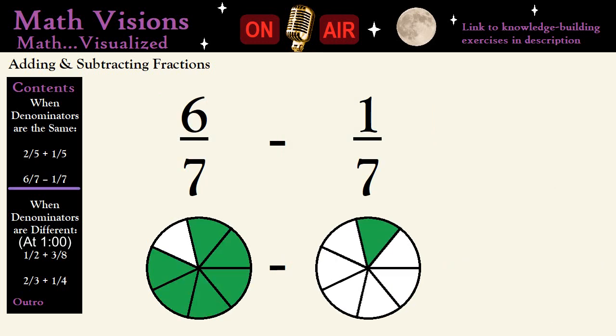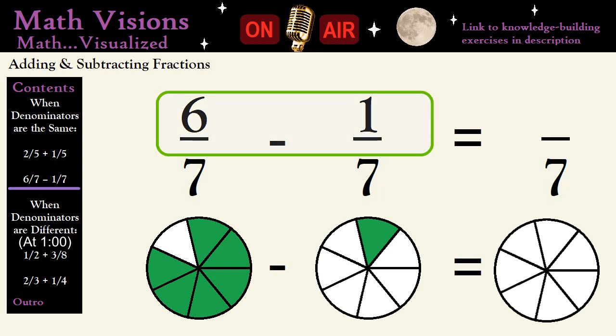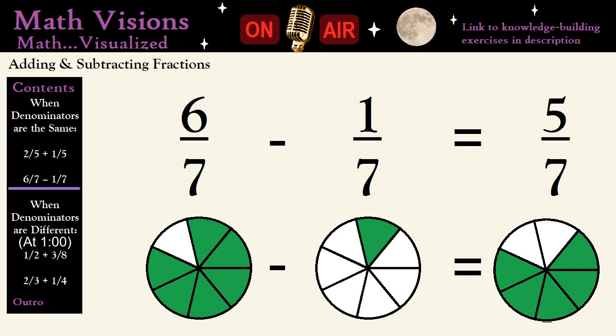What about 6/7 minus 1/7? Again, since the denominators are the same, this will be the denominator in our answer. However, this time we subtract the second numerator from the first and get 6 minus 1 equals 5. We write this over the denominator in our answer. Therefore, 6/7 minus 1/7 equals 5/7.